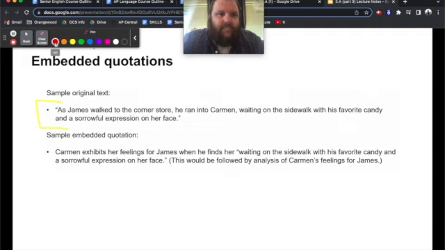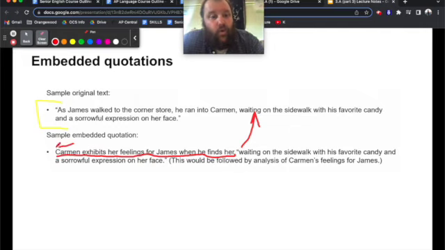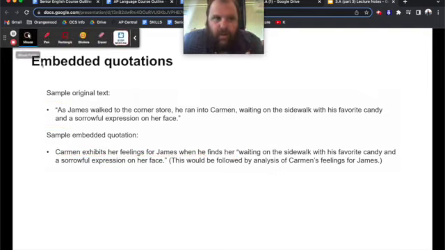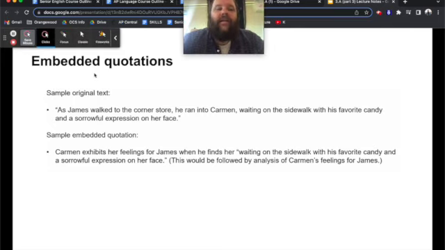Embedding means introduce the idea, introduce the quote. Carmen exhibits her feelings for James when he finds her, then, quote, waiting on the sidewalk with his favorite candy and a sorrowful expression on her face. The quote ends the sentence, but you started it, right? It's a more sophisticated way to embed a quote.